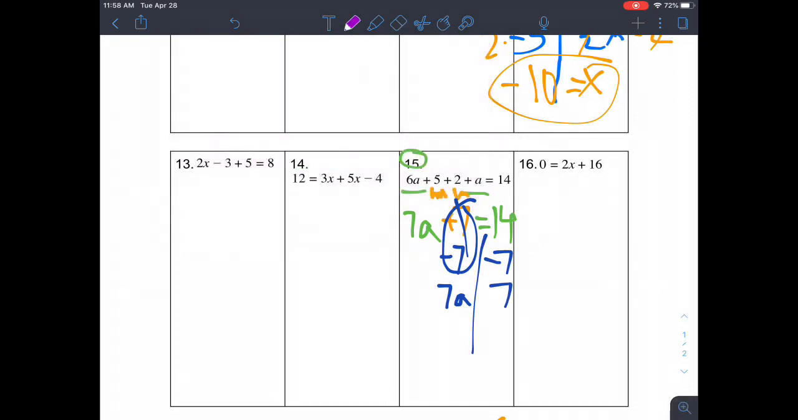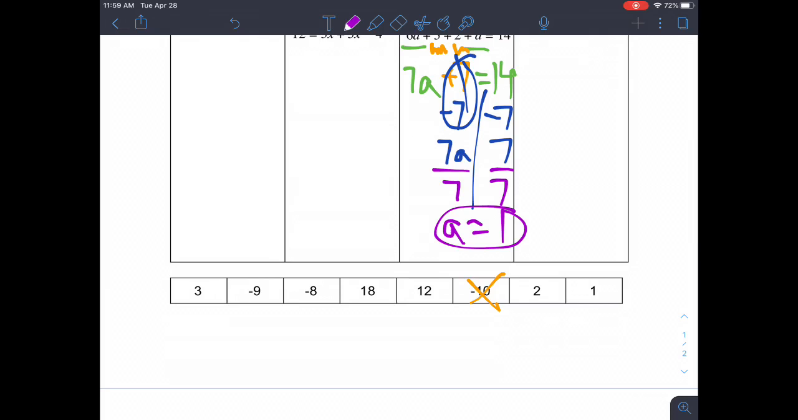Now, if that's what 7a's equal, how do I get 1a? How do I get that alone? I divide by 7. So a equals 7 divided by 7, which is 1. And that's it. There's our answer. Boy, I hope it's down below. 1 is nice.